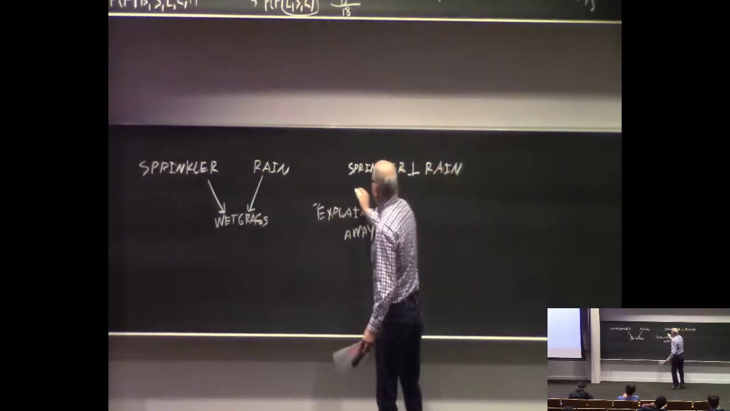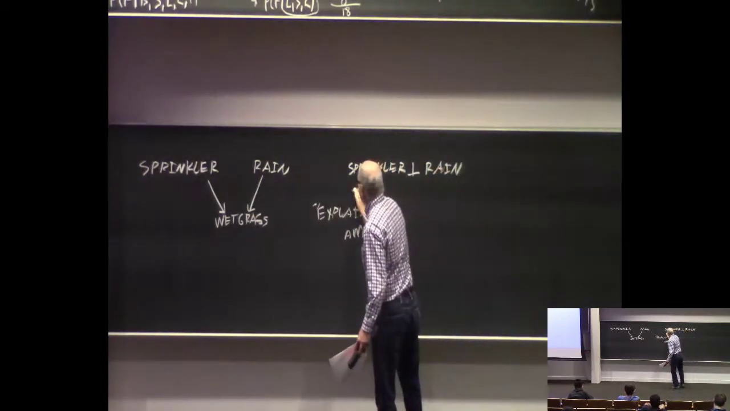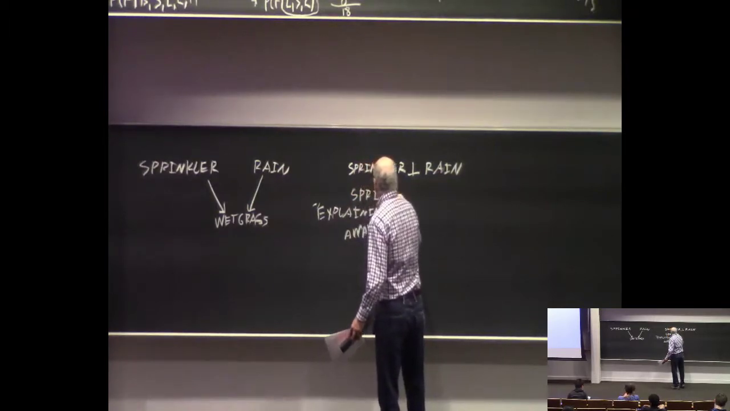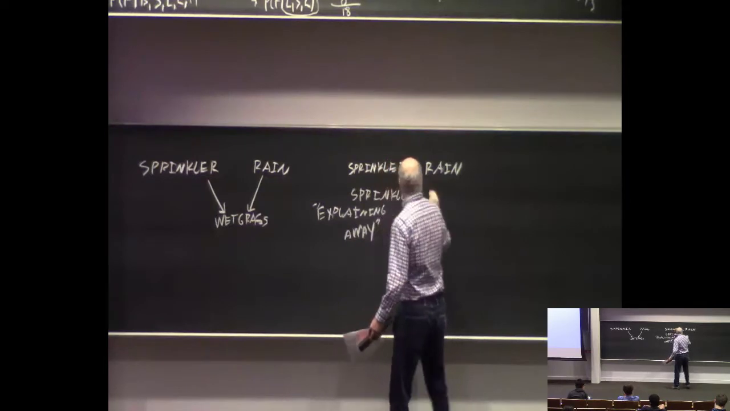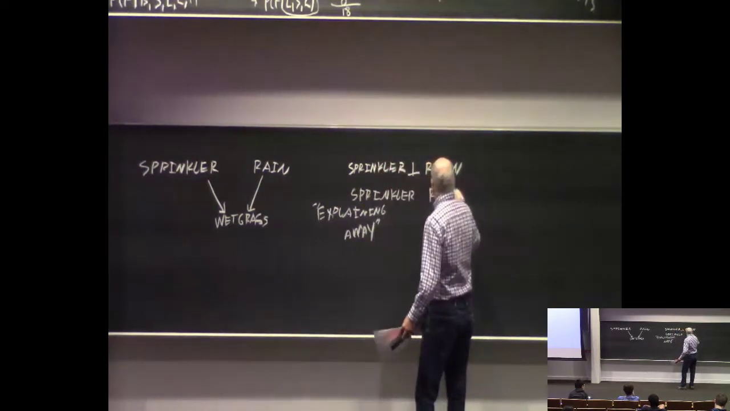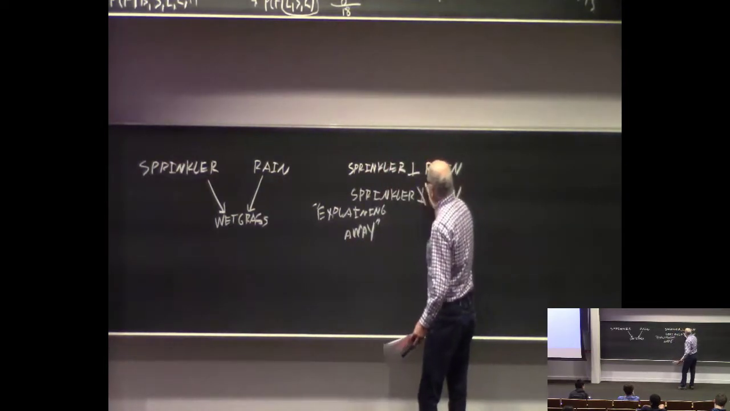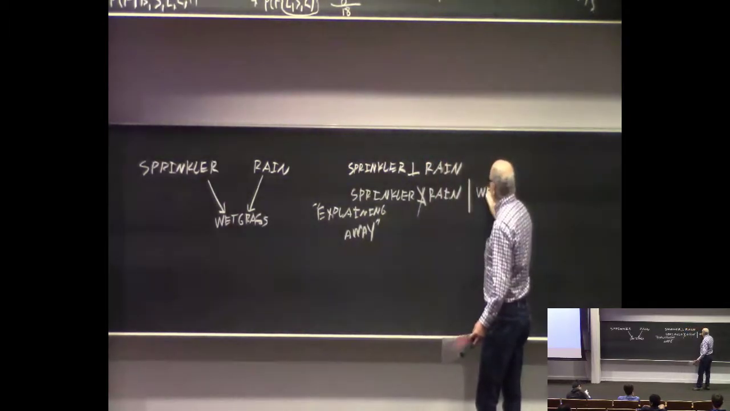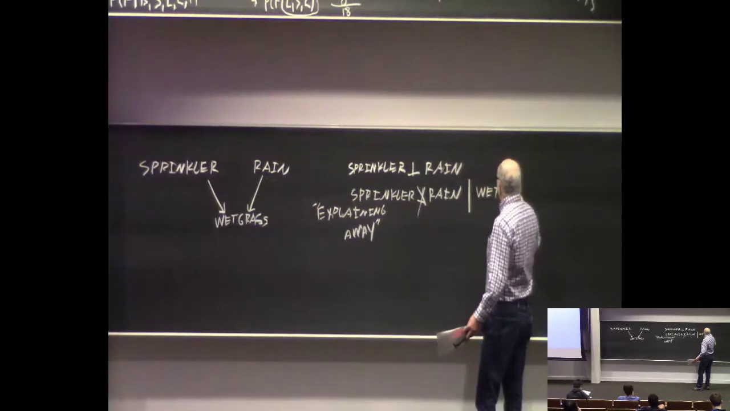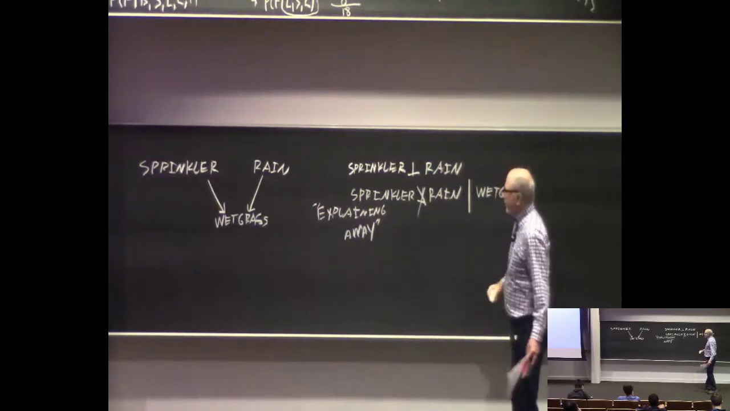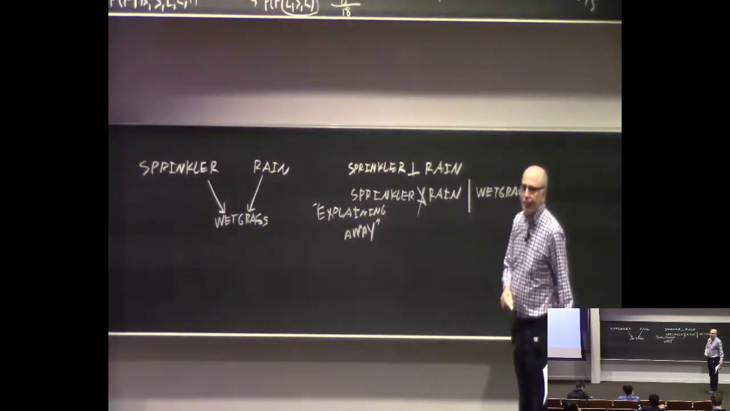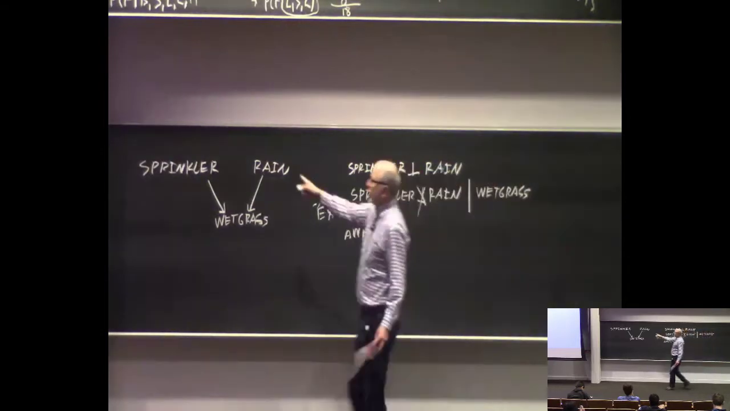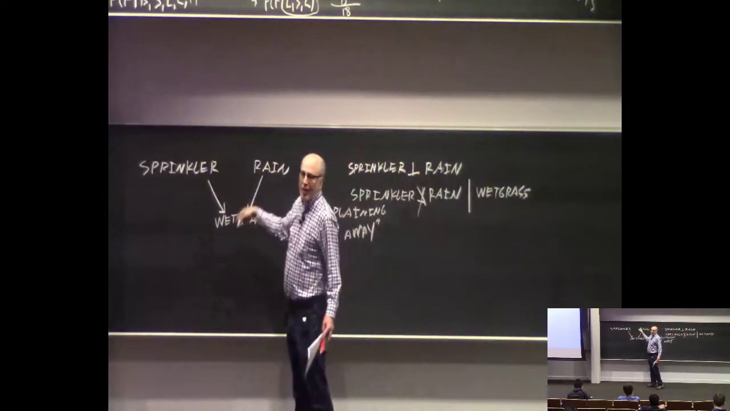So, sprinkler is independent of rain, but sprinkler is not independent of rain when you condition it on its joint effect. This is also called the V structure because of this V.